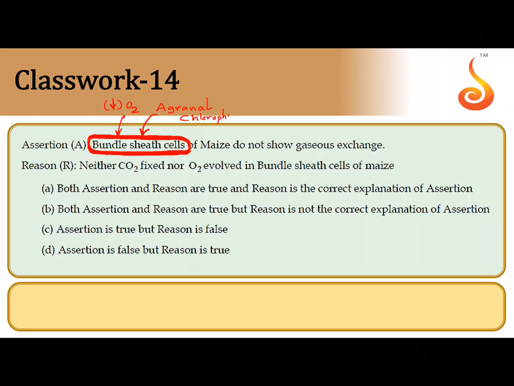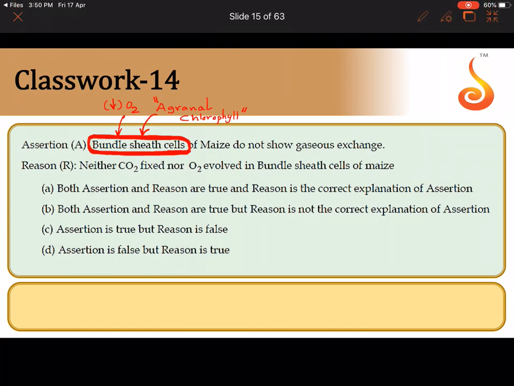You have to remember that in agranal chloroplast there is no grana and there is no light reaction. If grana is not there, light reaction does not happen, and as a result there is no oxygen, and this will allow Rubisco to focus exclusively on carbon dioxide fixation. So the first statement is true, but the second statement says neither carbon dioxide is fixed nor oxygen is evolved. Yes, of course oxygen is not evolved, because in bundle sheath cells there are agranal chloroplasts.